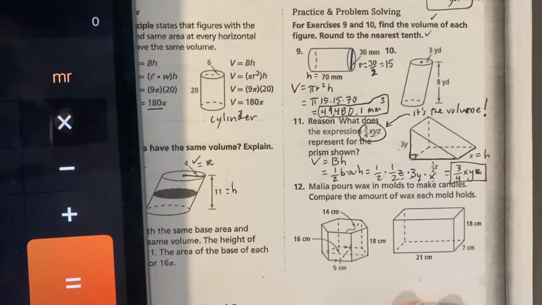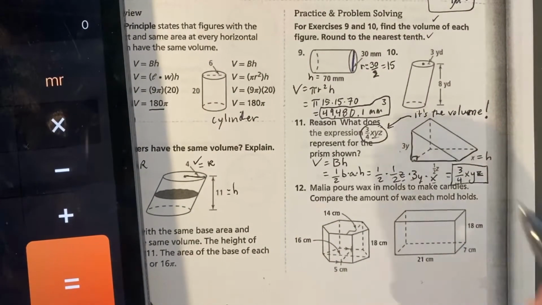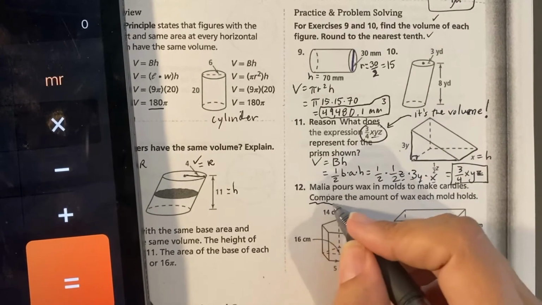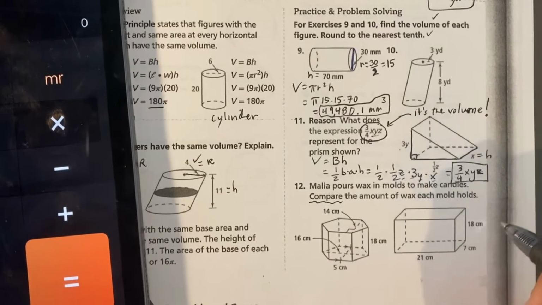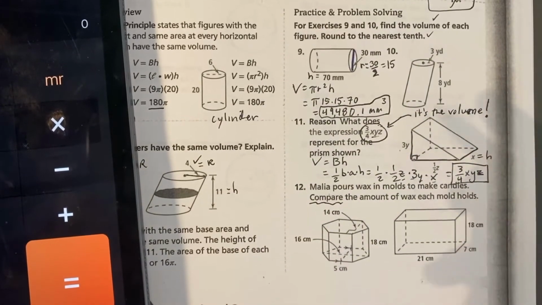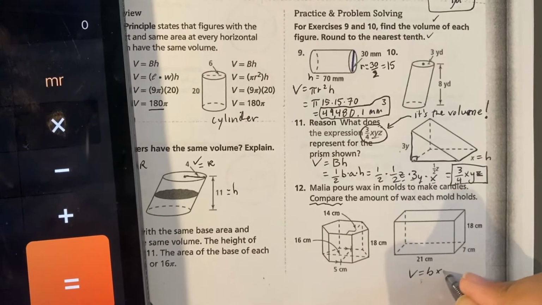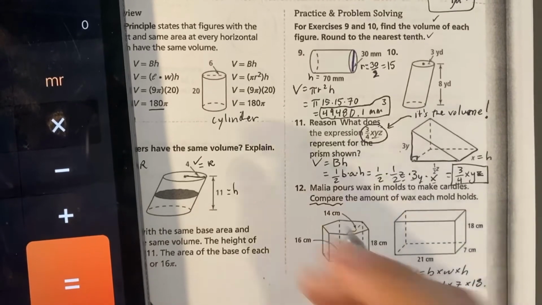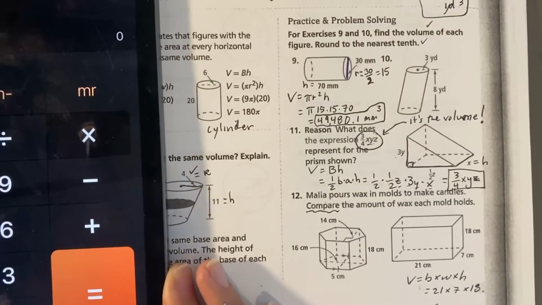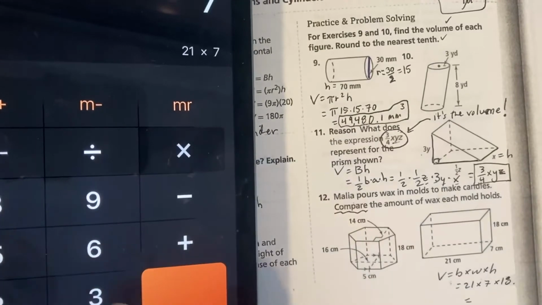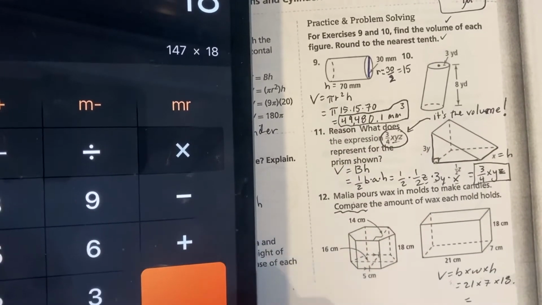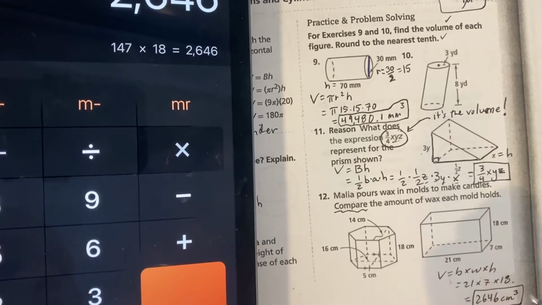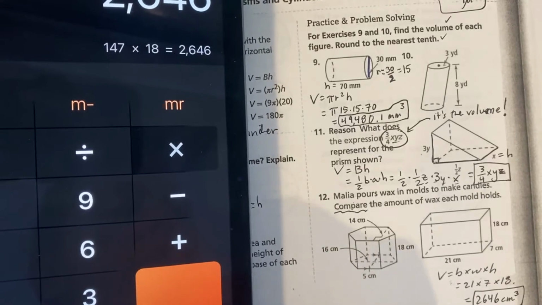All right, question number 12, last one in this section. It states, Malia pours wax in a mold to make candles. Compare. So we're trying to find out which one's greater, the left, the right, or are they equal? So the one on the left, base times width times height, right? 21 times 7 times 18. So let's do that. 21 times 7 times 18 equals 2646 centimeters cubed.